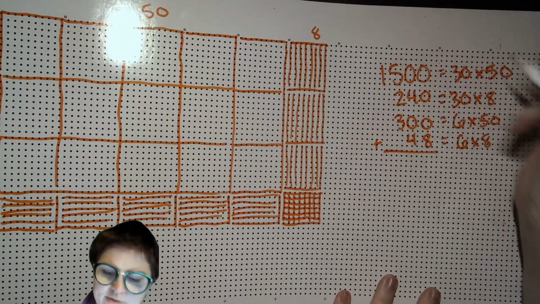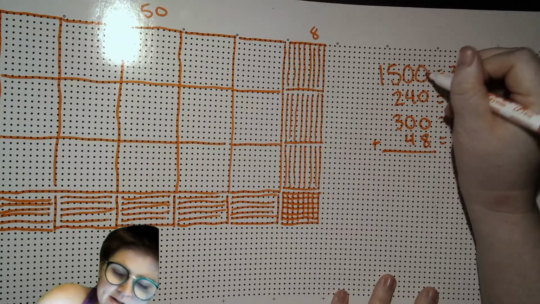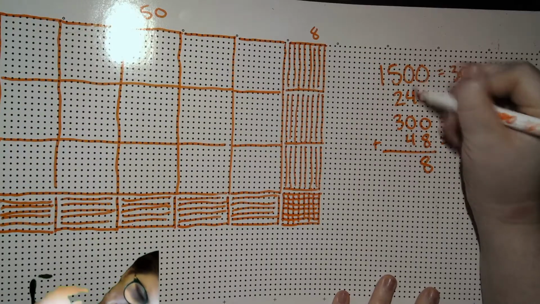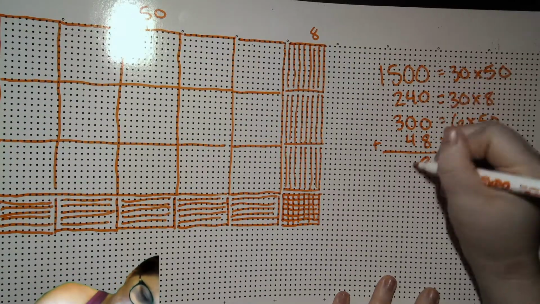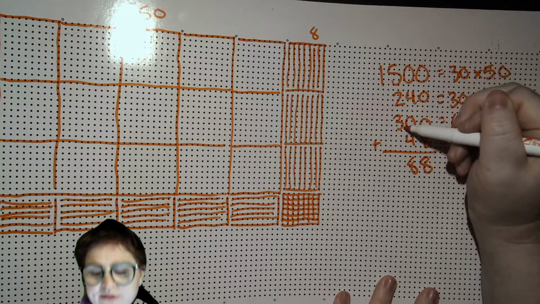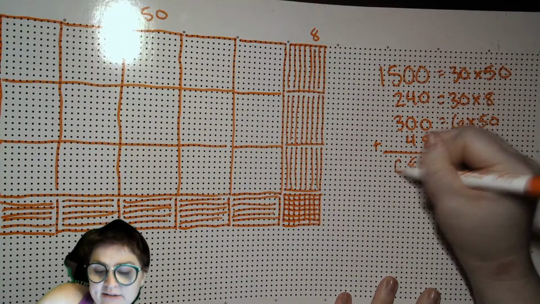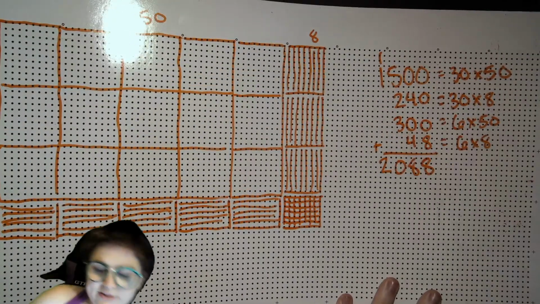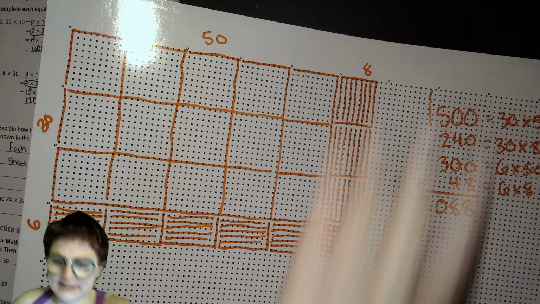Okay, so let's go ahead and add all that up. 0, 0, 0, 8, 0, 4, 0, 4, so that's 8. 5 plus 2 plus 3, that's 10. 1 plus 1 is 2,000. So 2,088. So let's write that down on our paper.